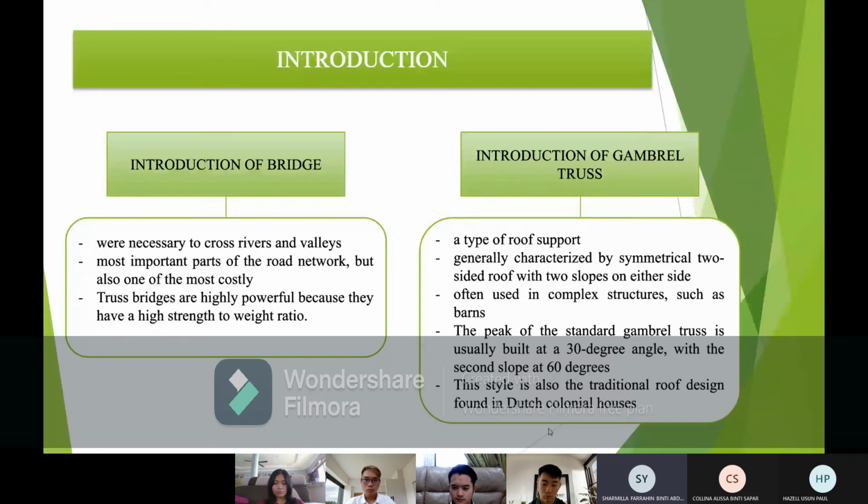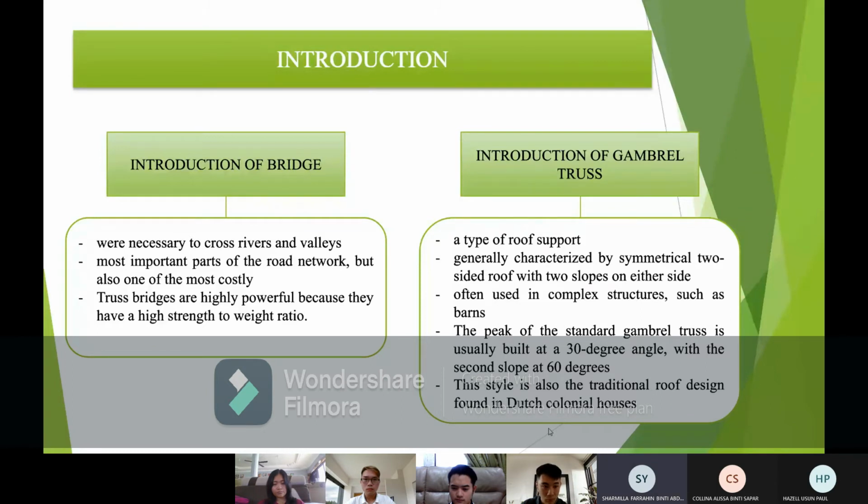So this style is also the traditional roof design found in Dutch colonial houses, and some historians say that early Dutch Americans in Southern Asia saw the style and took it with them when they moved to other areas.